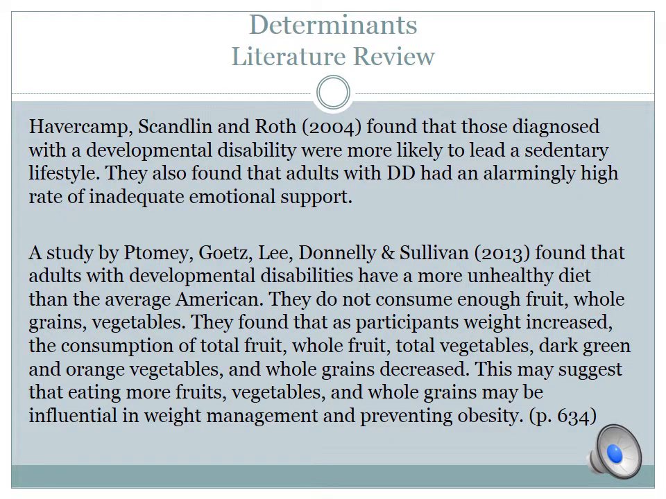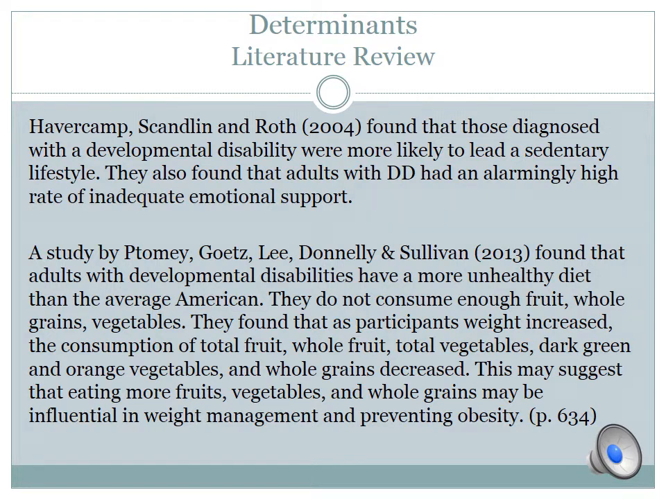So let's talk about the determinants of obesity in adults with developmental disabilities. Hooverkamp, Scanlon, and Roth found that those diagnosed with a developmental disability were more likely to lead a sedentary lifestyle. They also found that adults with developmental disabilities had an alarmingly high rate of inadequate emotional support. A study by Ptolemy, Goetz, Lee, Donnelly, and Sullivan found that adults with developmental disabilities had a more unhealthy diet than the average American. They do not consume enough fruit, whole grains, and vegetables.